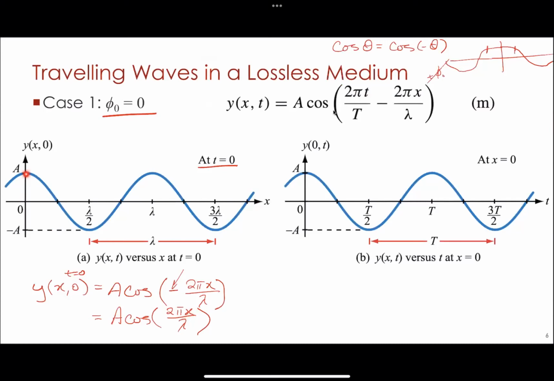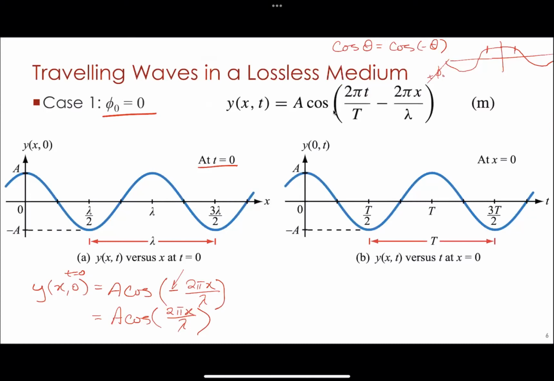And we plug in the next value of x. If you plugged in lambda over 2 for x, the lambdas cancel out and the 2's cancel out, and you're just left with pi. The cos of pi is -1. -1 times a is minus a. So that's where that comes from.